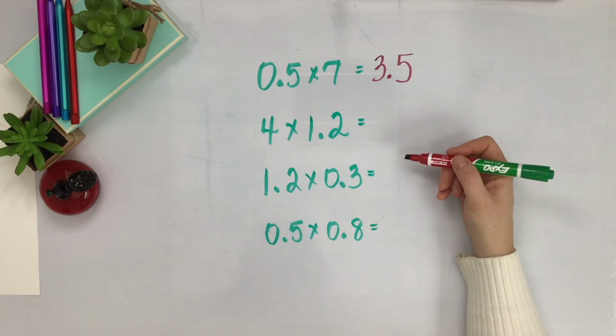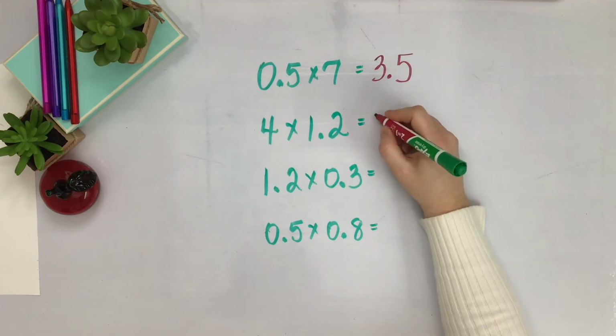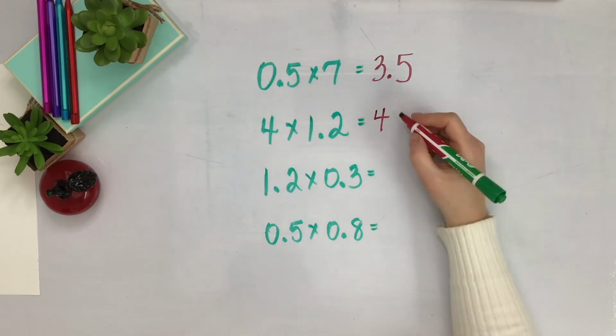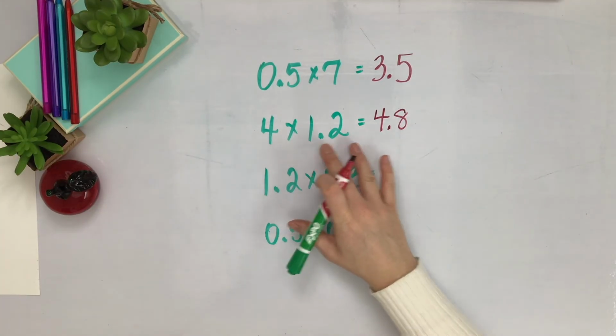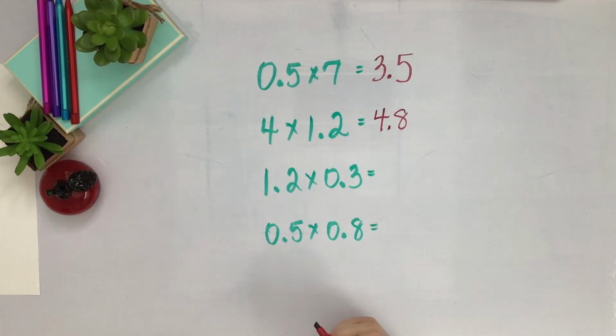Here, 4 times 1 and 2/10, I can just simply think 4 copies of 1 and 4 copies of 2/10. Maybe you're thinking 4 times 12 is 48, and then you're just adjusting your answer to put the decimal in the proper place. So many ways to get to the same answer.